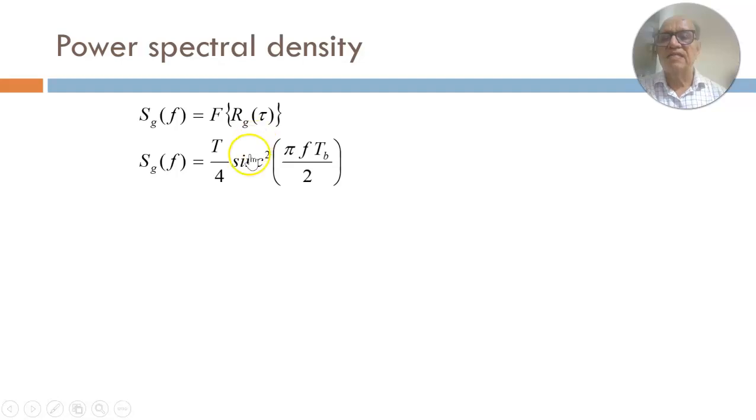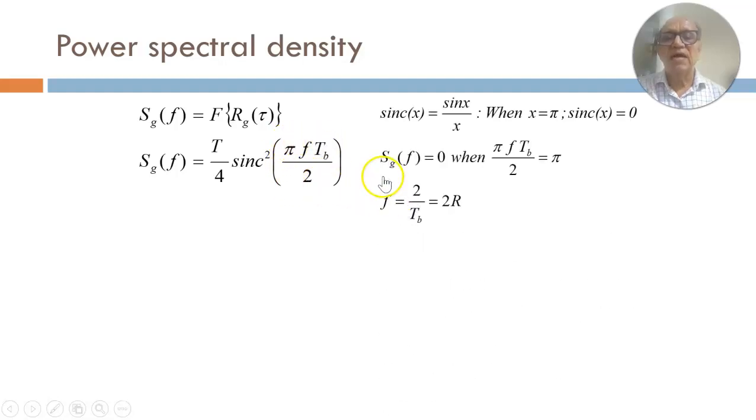And again, the signals and systems theory tells us that if you have a triangle in the time domain, you get a sinc square function in the frequency domain. So the power spectral density is given by the sinc square function here. Now we want to calculate the first null. So we want to find the frequency when this becomes 0. So how do we do that? We do that by recalling the definition for sinc x, that is sin x divided by x.